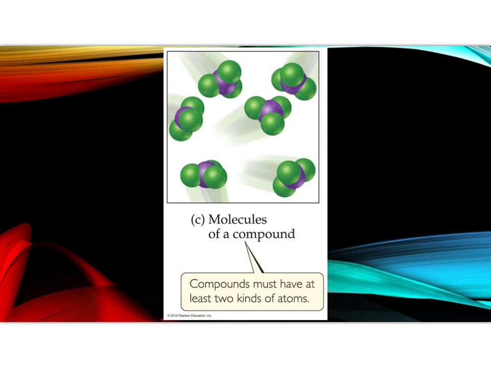The next picture is molecules of a compound. Recall that for a compound, we must have at least 2 different kinds of atoms. Here I have green and purple chemically combined. The different colors represent different elements, and they're chemically combined, so we can call them a molecule or a compound. The definition here says molecules of a compound.